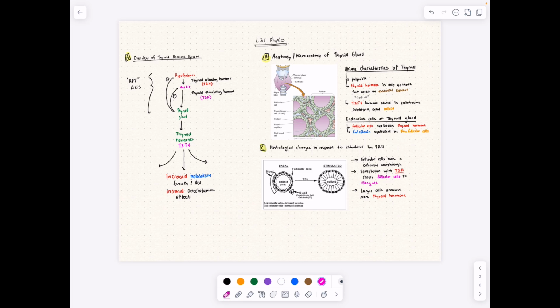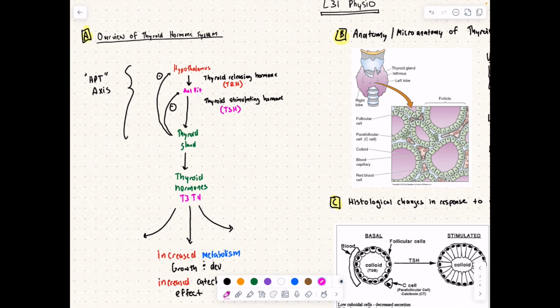Starting with the overview, basically we have this hypothalamus-pituitary axis. The hypothalamus is going to release thyroid releasing hormone, and that's going to act on the thyrotropes in the anterior pituitary and cause them to release thyroid stimulating hormone, which will go to the thyroid gland itself. The follicular cells, these guys right here, are going to produce thyroid hormone in the form of T3 and T4 to the blood.